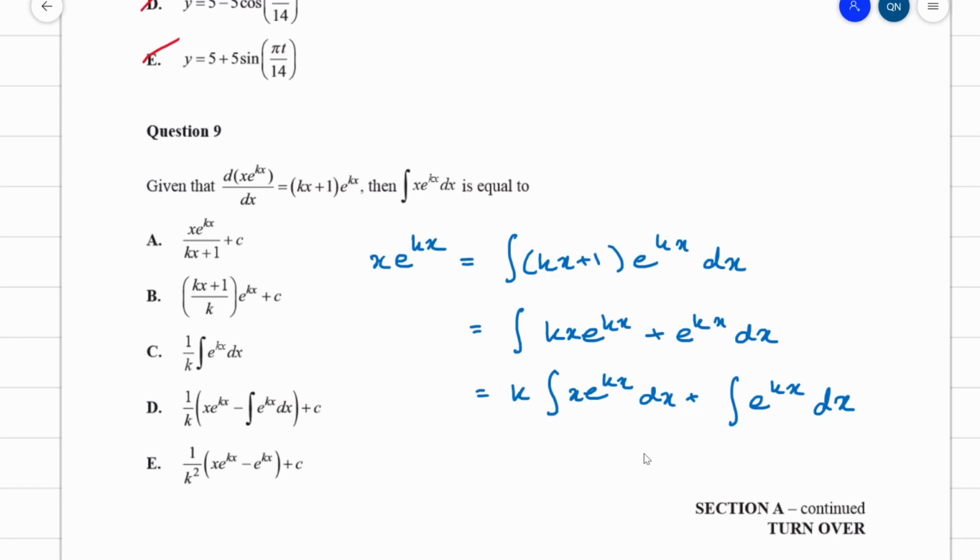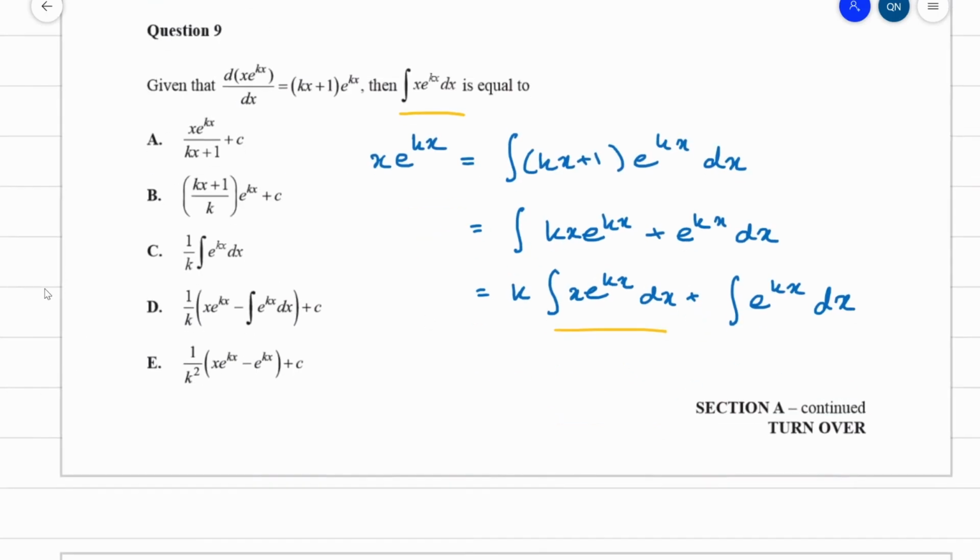Now, what's the integral that I wanted? I wanted this integral over here, and nicely, I can see it sitting right over there. So all we have to do now is rearrange everything a little bit. What we can do first of all is subtract this integral from both sides. That leaves us with x e to the k times x minus the integral of e to the kx dx equals k times the integral of x e to the kx dx.